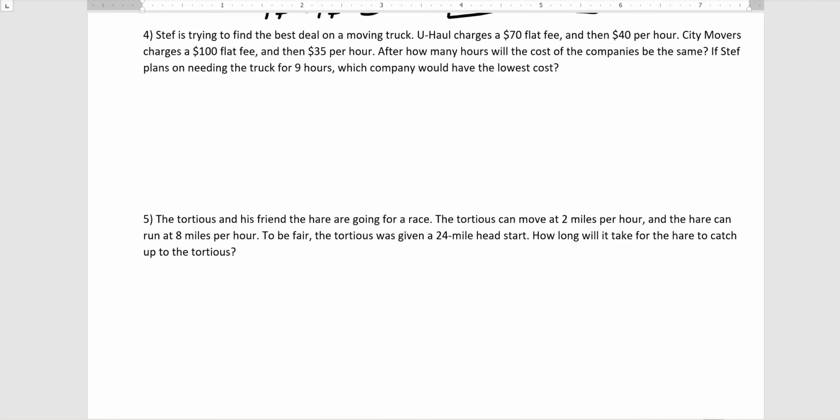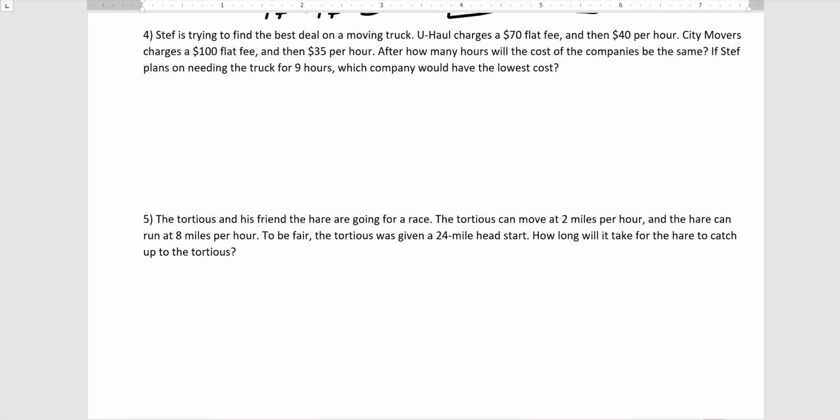All right, let's see how we did. So Steph's trying to find the best deal on a moving truck. U-Haul charges a $70 flat fee and then $40 per hour. City Movers charges a $100 flat fee and then $35 per hour. After how many hours will the cost of the companies be the same? Steph plans on needing the truck for 9 hours. Which company would have the lowest cost?